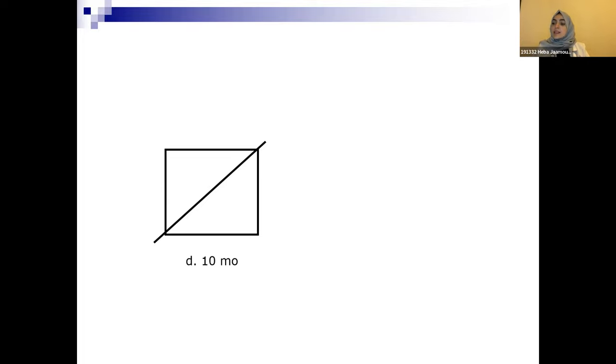Next. Yes, exactly. This indicates a deceased male, so they passed away. So what does the number below mean? This one. Not 10 months ago, but it's a good guess.